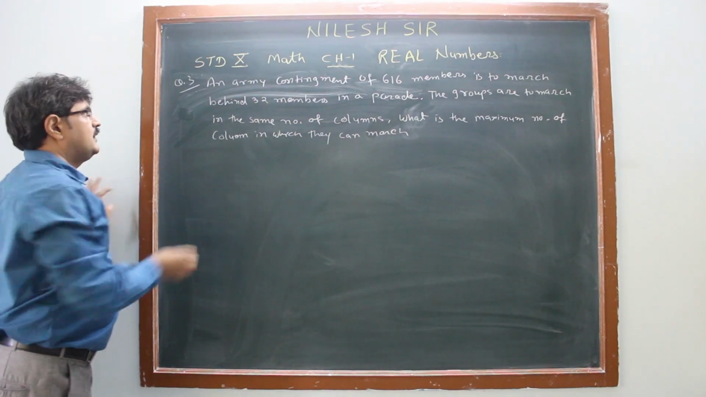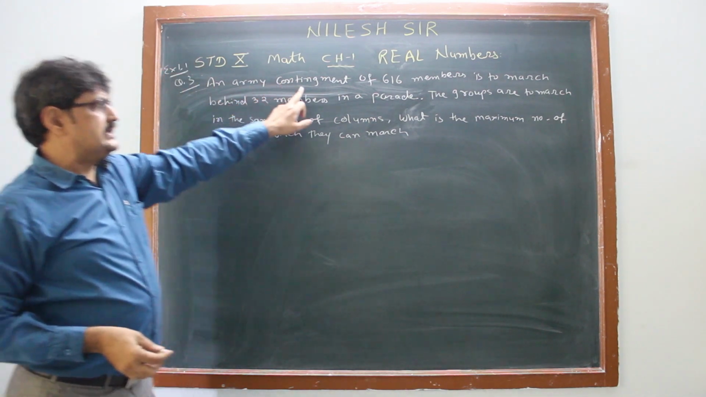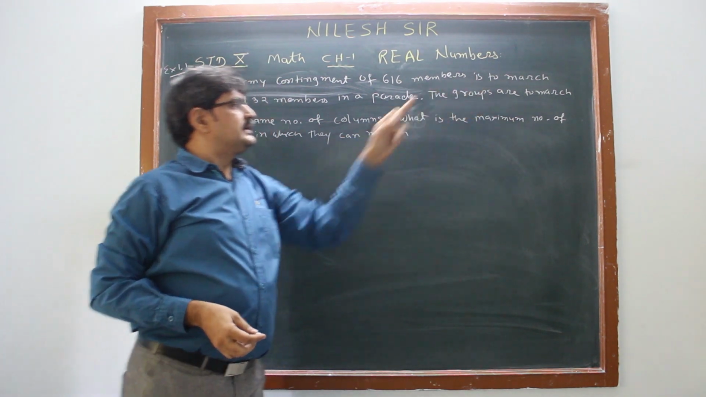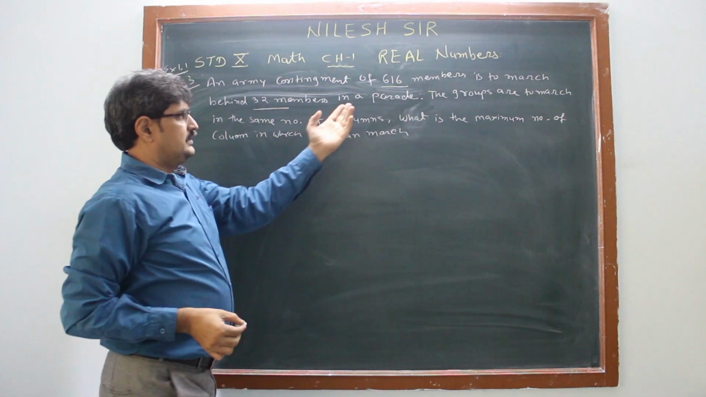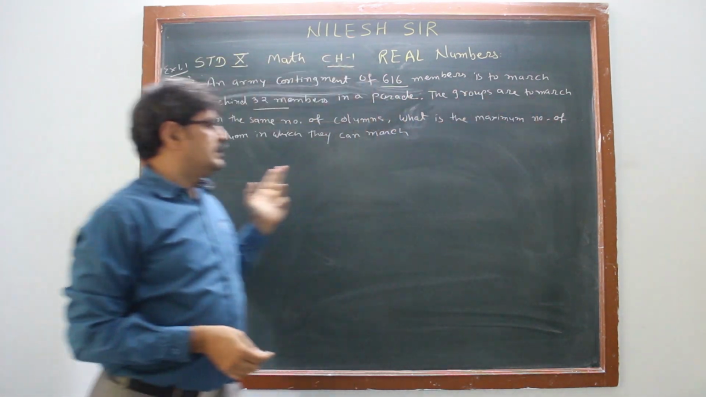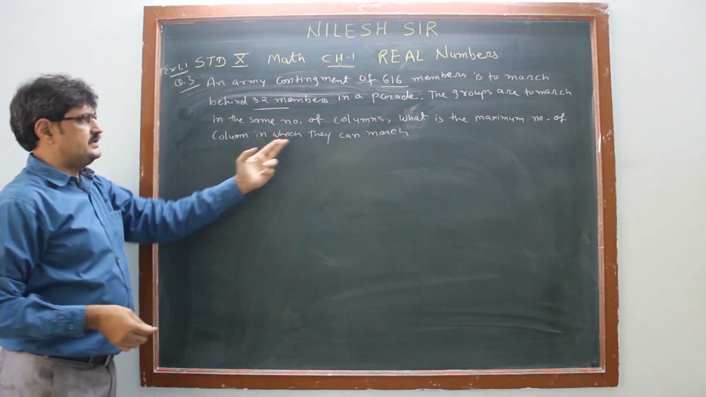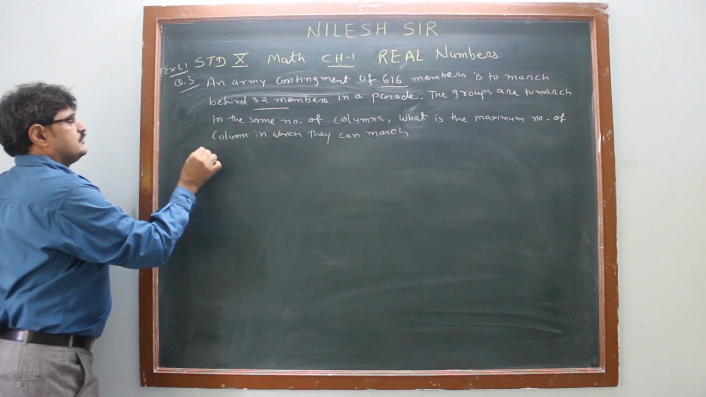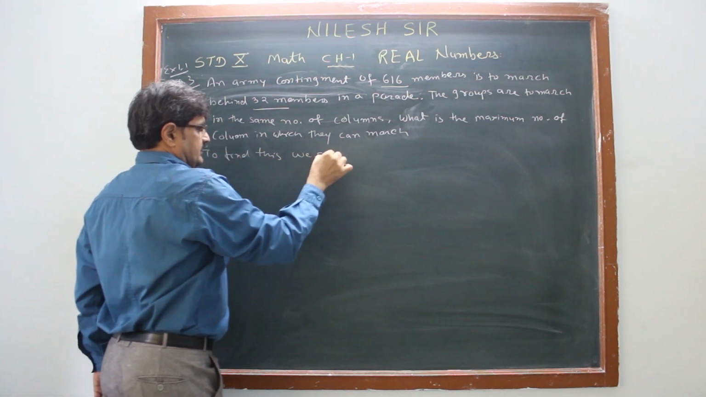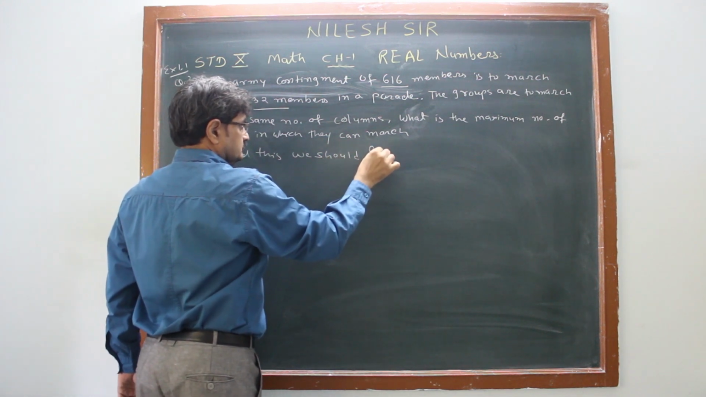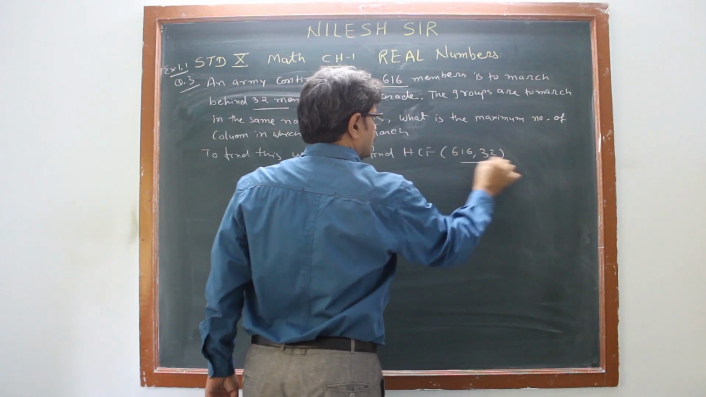Now question number 3 of exercise 1.1. An army contingent of 616 members is to march behind 32 members in a parade. The groups are to march in the same number of columns. What is the maximum number of columns in which they can march? To find this, we should find the HCF of 616 and 32.